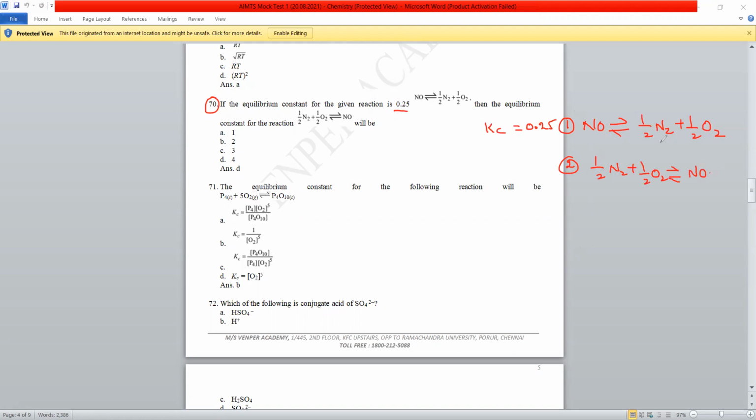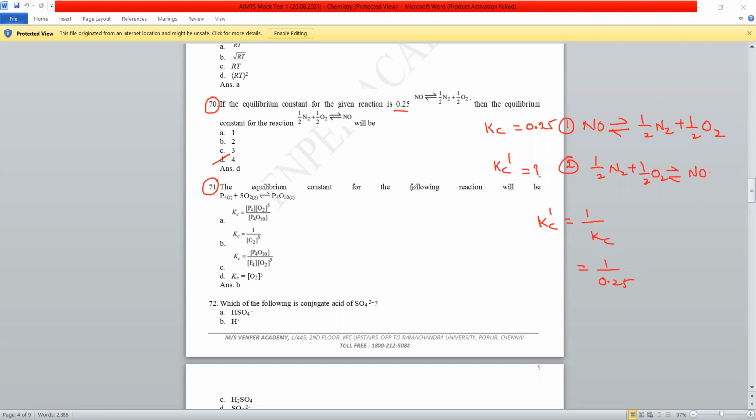If you observe here, this is Kc dash. We don't know how much Kc dash is, and they are asking for it. Equation number 1 and equation number 2 are exactly reversible reactions. When it is a reversible reaction, its equilibrium constants are inverse. So Kc dash equals 1 by Kc, so here 1 by 0.25. The answer should be D. Option D, the answer is 4, after simplification we get 4. Very simple method. So next, question number 71.